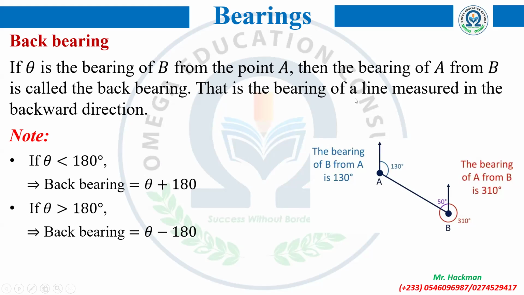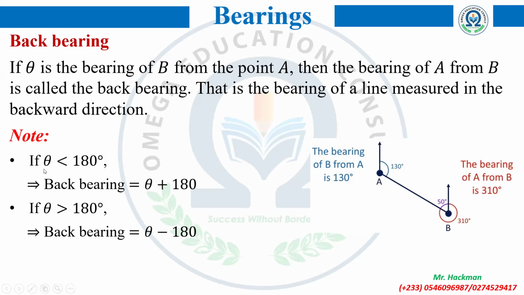So that is the bearing of the line measured in the backwards direction. Backwards direction. So you are going backwards. So that's why we call it the back bearing. Or the front or forward bearing, which will be the one that is given. However, please take note. This is how you move from the forward bearing or the front bearing to the back bearing.